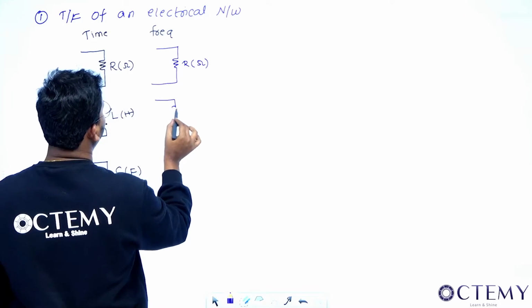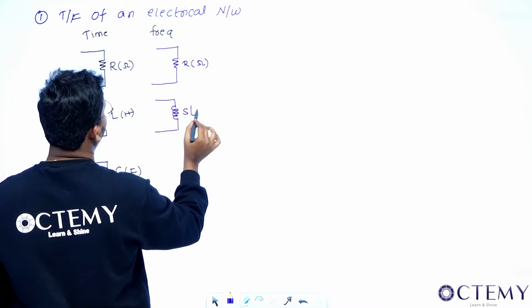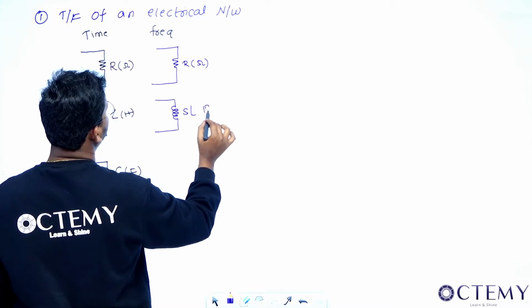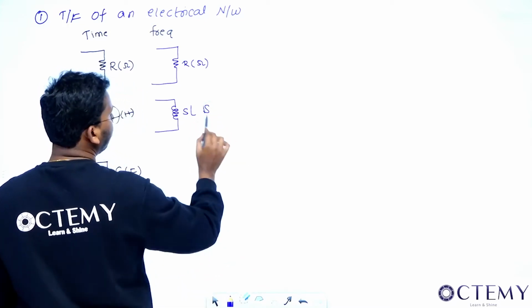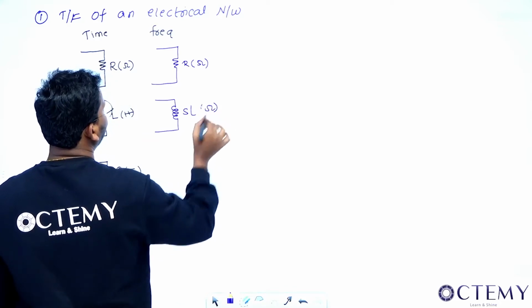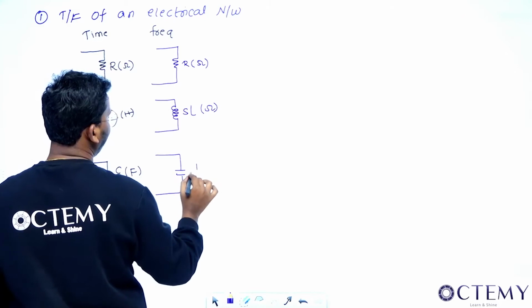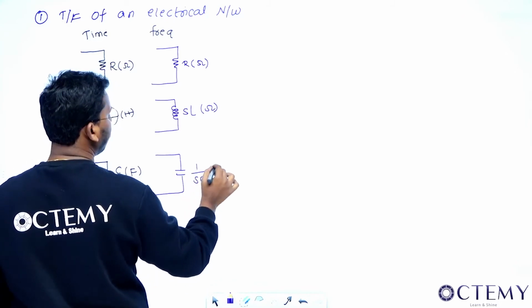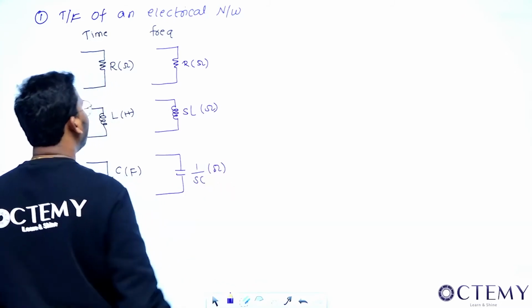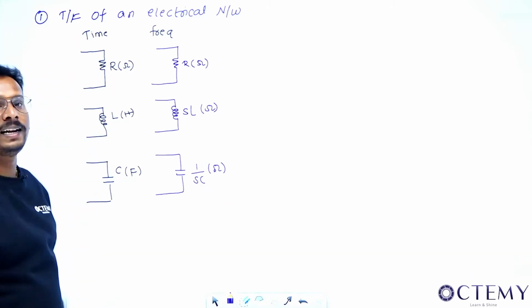The inductor will become SL and this will be in ohms now. This will not be Henry anymore. This will be ohms. Similarly, the capacitor will become 1 by SC and this will also be ohms. So these are the values of the components which we generally get in a network.